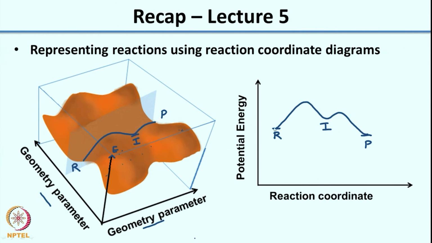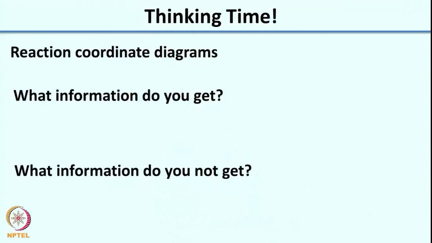Now in the reaction coordinate diagram, your y axis corresponds to the potential energy and the x axis corresponds to the reaction coordinate, and the reaction coordinate is essentially a geometry parameter which indicates the change in the bonding of the molecule. So, it could be associated with bond breaking, bond making. So, essentially reaction coordinate is a geometry parameter and the y axis is the energy parameter. So, now with this concept I had asked you to think about this question, looking at reaction coordinate diagrams, what information do you get and what information do you not get?